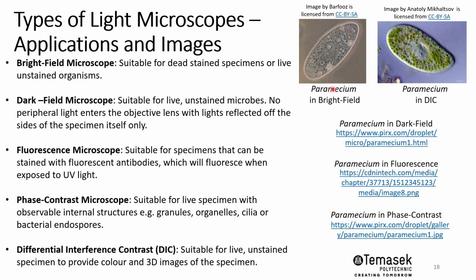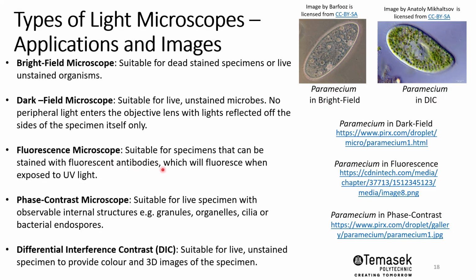The dark field microscope is suitable for live unstained microbes. No light is going through, hence the word dark field. It's blocked off already. The only light allowed to go through will be reflected off the side of the specimen itself. If you're interested, I've included a link here to the image of how a paramecium looks in the dark field microscope. Fluorescent microscopes are suitable for specimens that are stained with fluorescent antibodies.